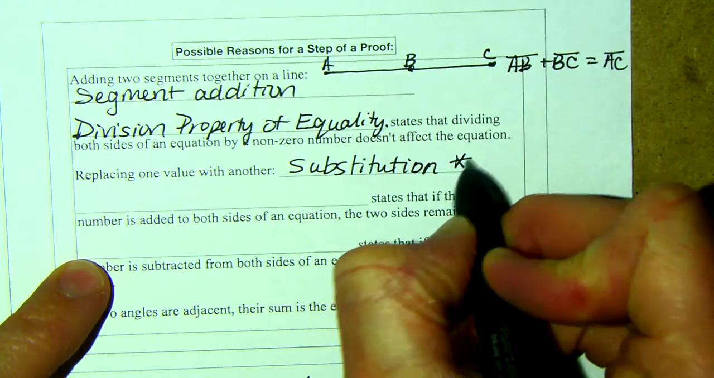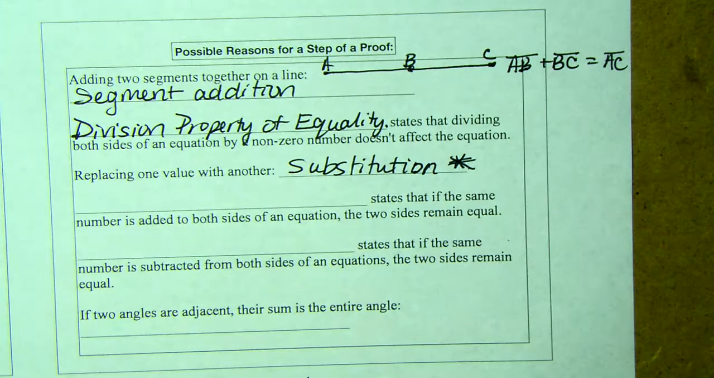And I'm going to asterisk that one because if you're in a problem and you literally don't know the answer, just write substitution because there's a good chance you're right. Okay? And it's better than leaving it blank.